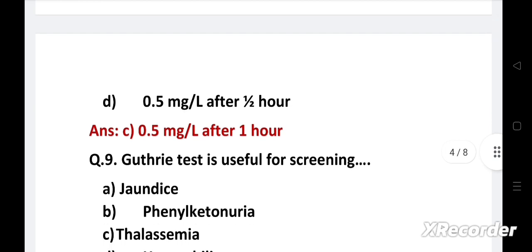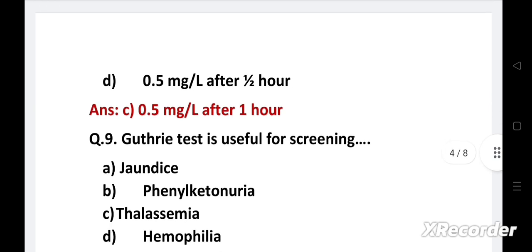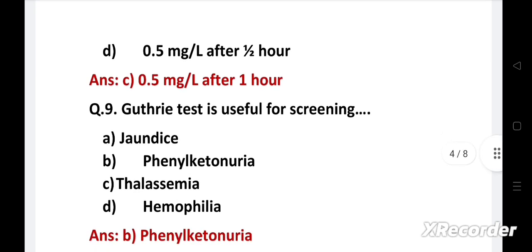Next question. Guthrie test is useful for screening option A, jaundice. B, phenylketonuria. C, thalassemia. D, hemophilia. Right answer is option B, phenylketonuria. Guthrie test is a simple screening blood test for phenylketonuria.